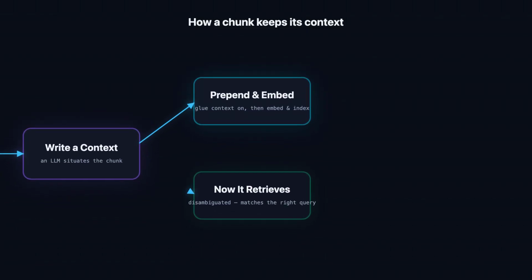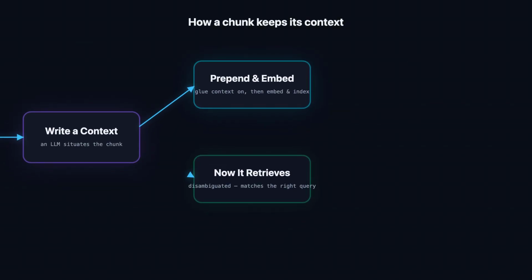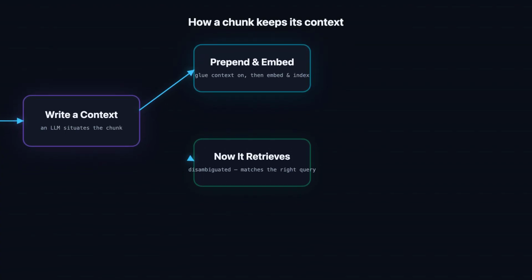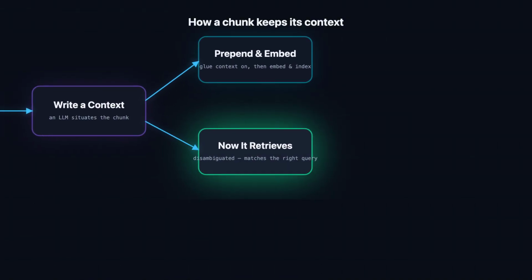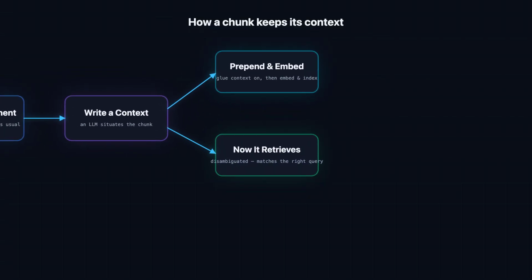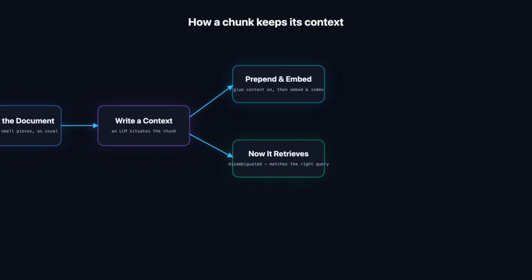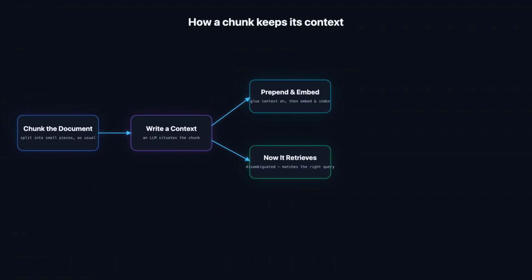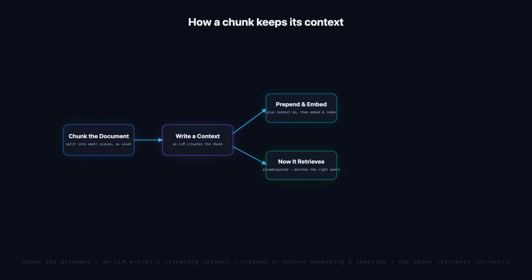This technique prepends the summary, then embeds the combined text and indexes it for keyword search too. So the situating detail travels with the chunk everywhere it goes. Now the payoff. A chunk that once read, "The revenue grew 3%," now carries that it belongs to Acme's second quarter report about revenue. Its embedding is disambiguated, so a question about how Acme did that quarter finally pulls the right chunk to the top.